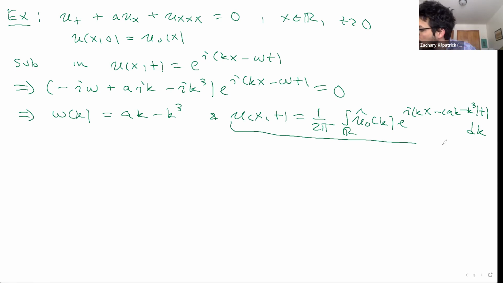So we want to figure out what's happening with this solution. And maybe for some forms of u0 hat, we could perform this integral. But in general, maybe we're only interested in, let's say, the long time scale dynamics.